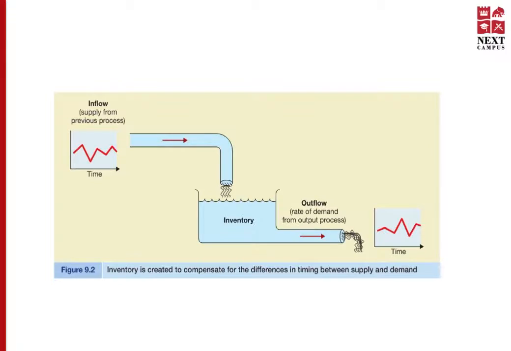So why is inventory created? Inventory is created to compensate for the differences in timing between supply and demand. Demand and supply do not occur simultaneously. Items supplied from the previous process creates inventory, which will be used by the next process to fulfill demand.